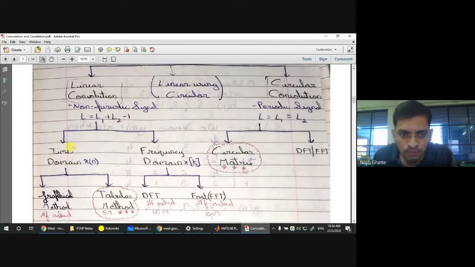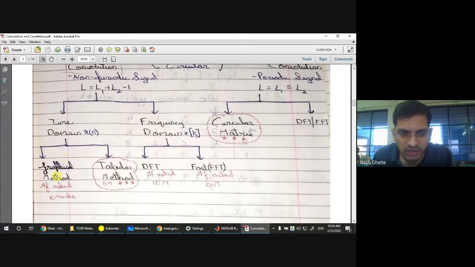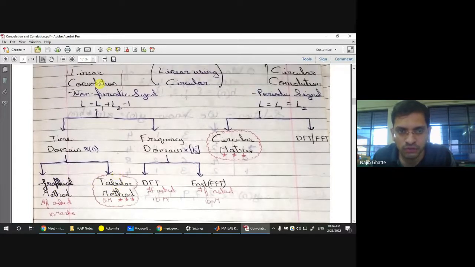In time domain, we have two methods: graphical method and tabular method. Linear convolution has two methods: time domain and frequency domain. Under time domain, you have the graphical method and the tabular method. I'll be using the tabular method because it is easy to understand and it is generally used in examinations like GATE, UPSC, aptitude tests and interviews. The graphical method is somewhat tedious and sometimes time consuming as well, as you have seen. That is the reason I prefer the tabular method.